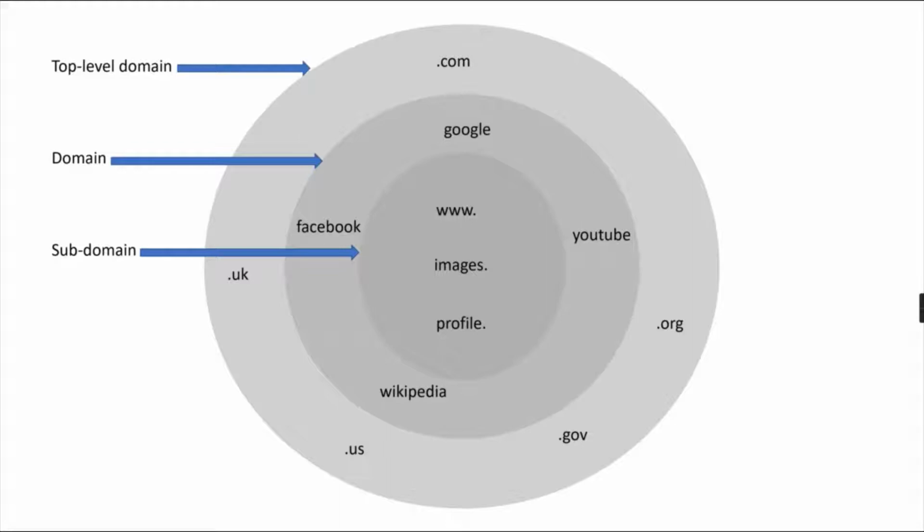This is an easy way to visualize it, with all the top level domains sort of from the outside layer, your .com, your .org, .gov, your country's top level domain, so it could be .uk, .us, .au. Inside that you have all the different domains. So Google, Facebook, YouTube, Wikipedia, Amazon, all of this falls inside the domain category. And inside the subdomain, which is the innermost layer, you have usually the page that you're trying to get to. So it would be the images page or the profile page or the www page.